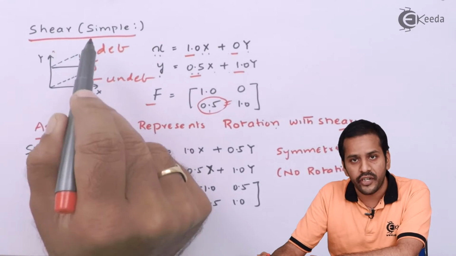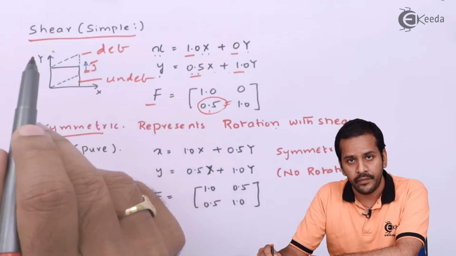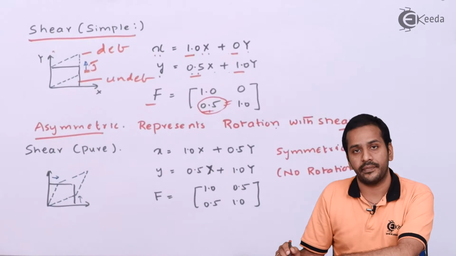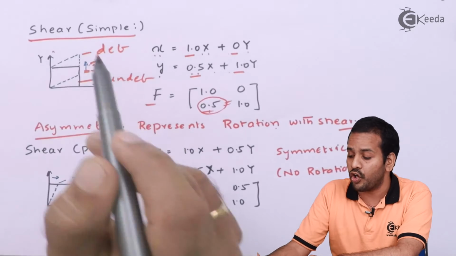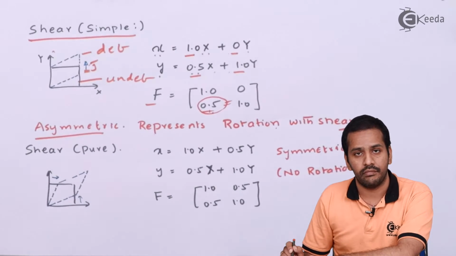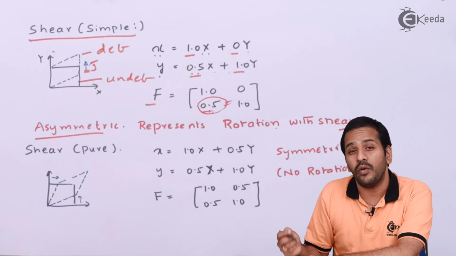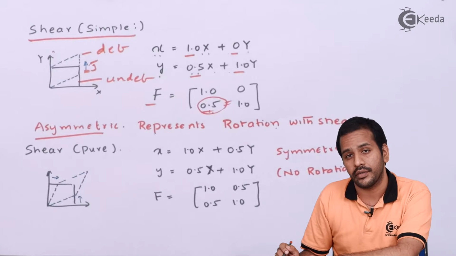So the object is shearing. So during shearing, there is rotation also happening. So that is a very important thing. So simple shear accommodates rotation. Not only stretching, it accommodates rotation. That is very, very important.